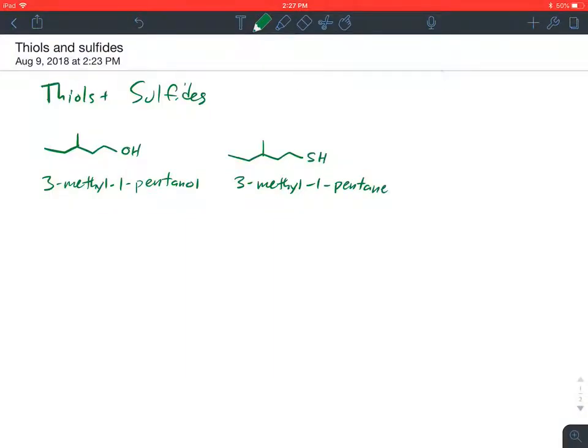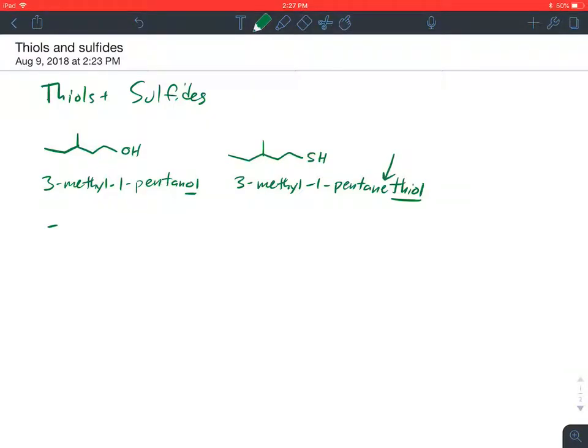3-methyl-1-pentanethiol. So you see that instead of OL, we have thiol, and also the root name, or the parent name, keeps the E. We don't lose that. So those are the differences in naming thiols versus alcohols.